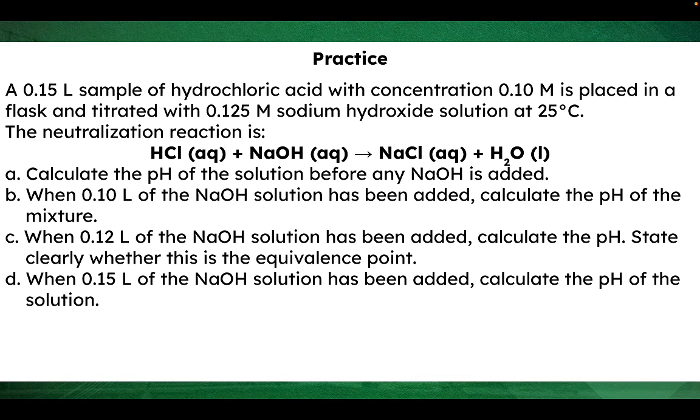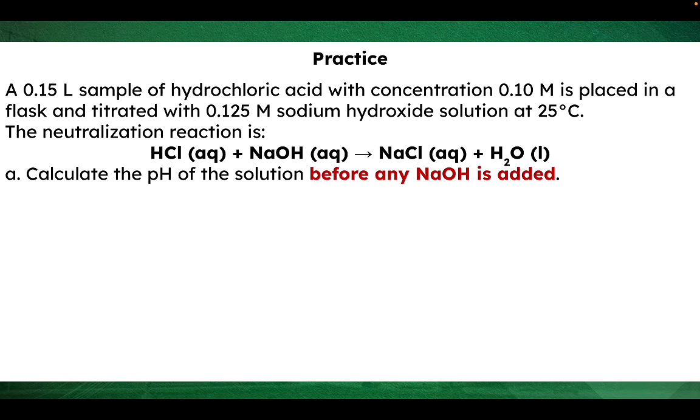Calculate the pH of the solution before any NaOH is added, when 0.1 liter of the NaOH solution has been added, when 0.12 liter of the solution has been added, and when 0.15 liter of the NaOH solution has been added. Let's start with calculating the pH of the solution before any NaOH is added.